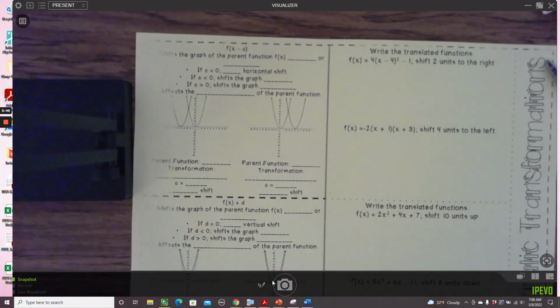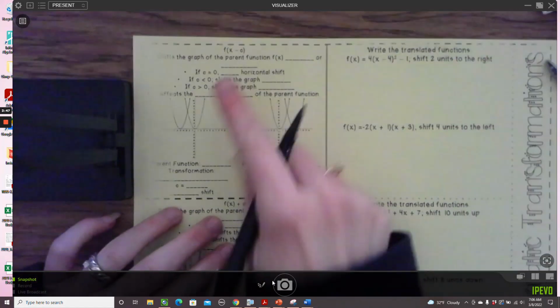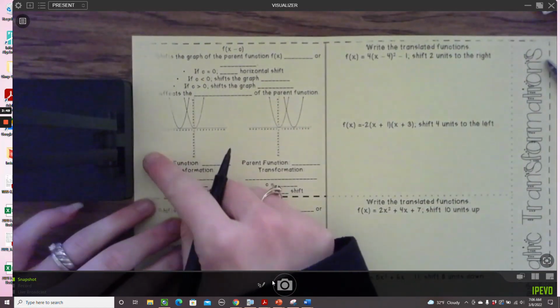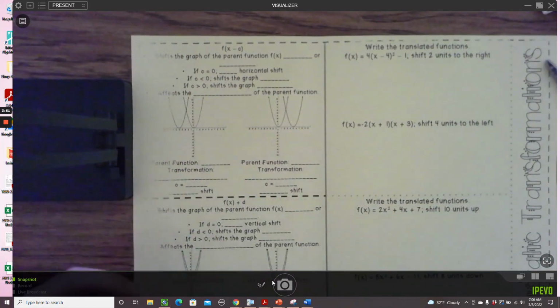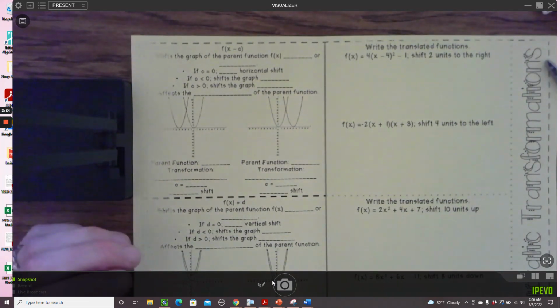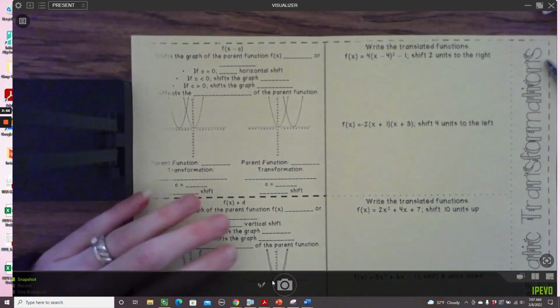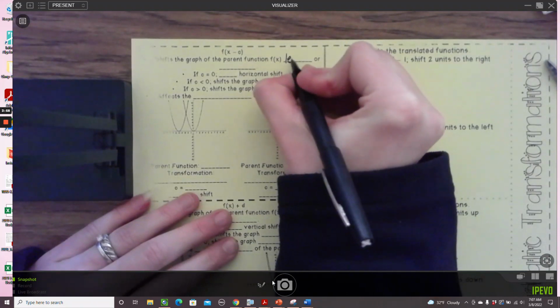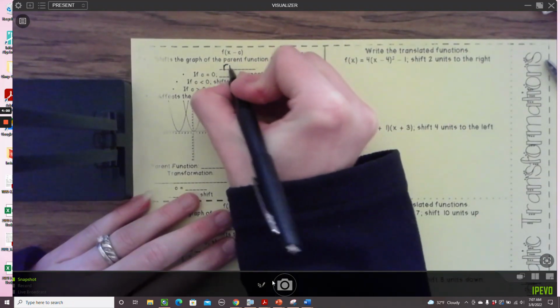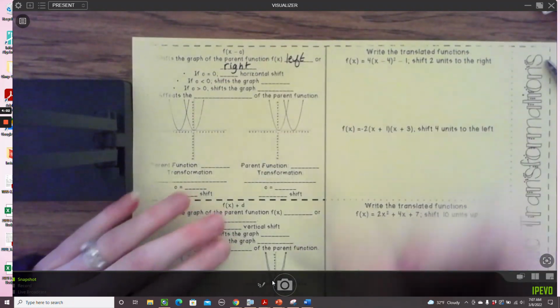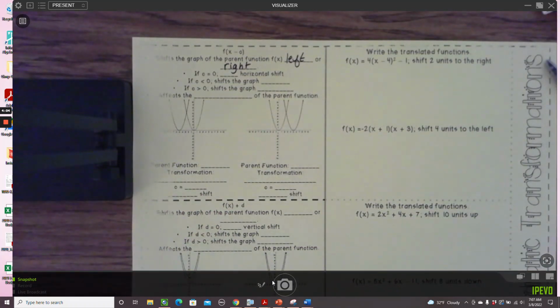All right, so f of x minus c, and it could be addition as well, and I'm sorry that it didn't print very well here, but this shifts the graph of the parent function left or right. And when we say parent function, that's the function that we start with. And with parabolas, that parent function is x squared. That's your most basic parabola that you can have.